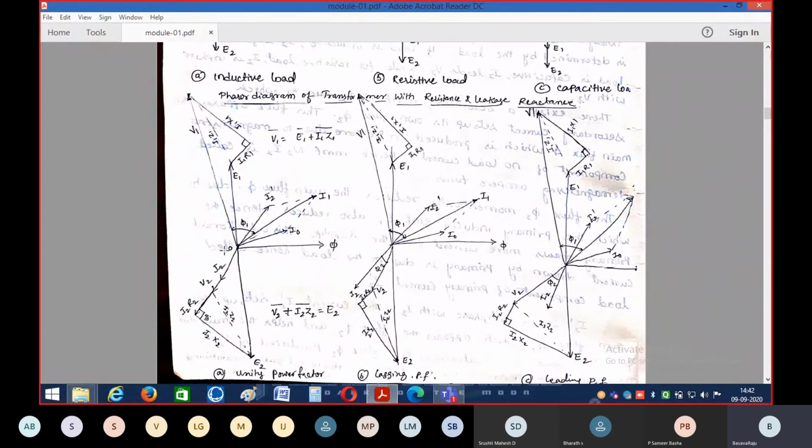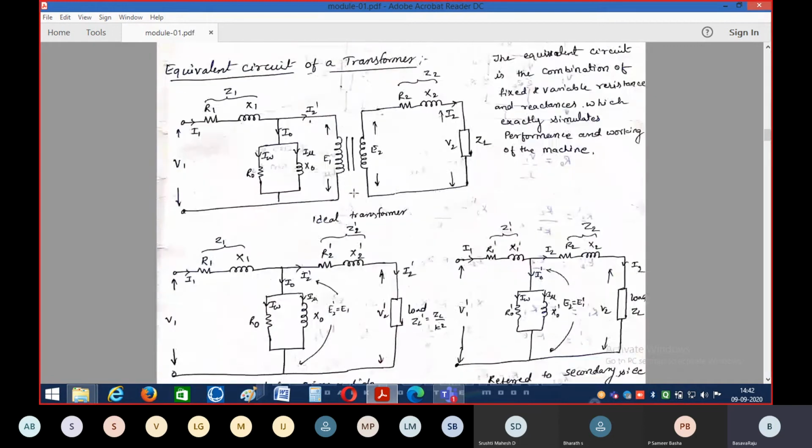If you see all the diagrams, I naught and I2 dash, if you add them vectorially, then what resultant current do we get? I1. Here also in this diagram, if you add I2 dash plus I naught vectorially, the resultant component is I1. Okay. And from this circuit diagram also we can derive the value of voltage V1.